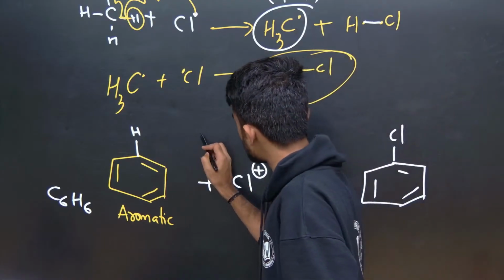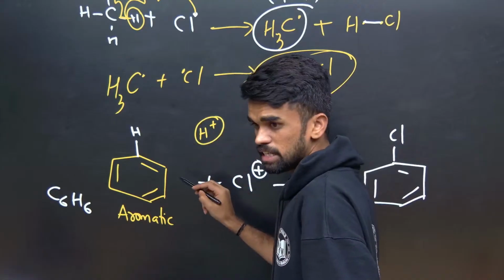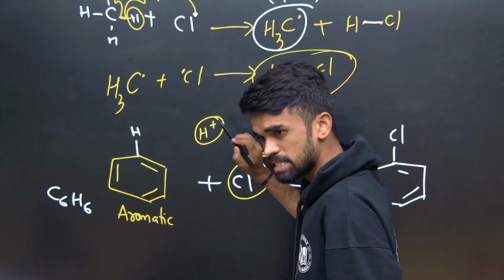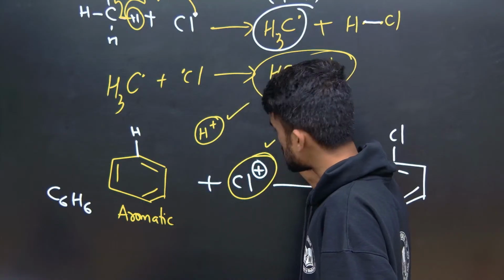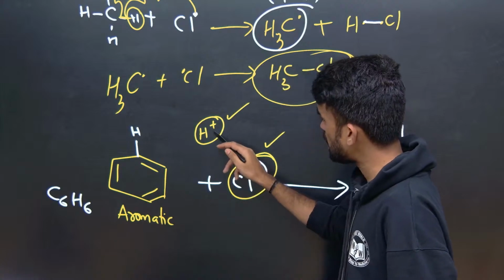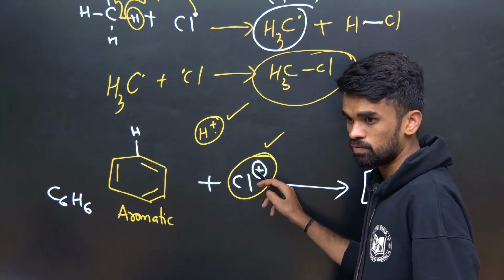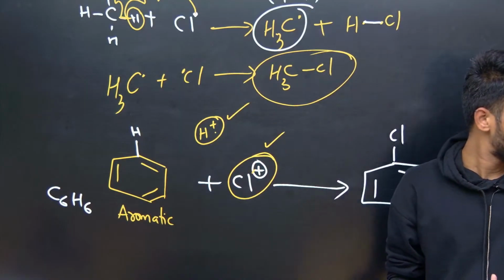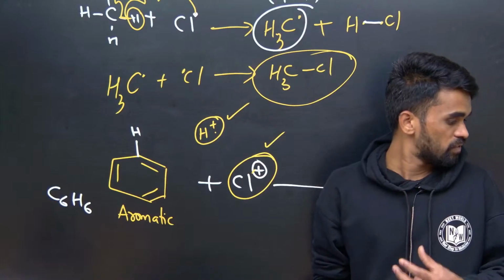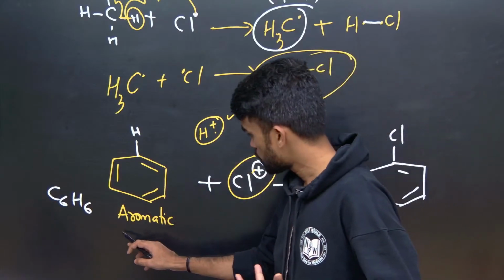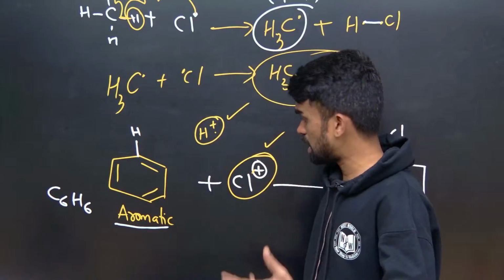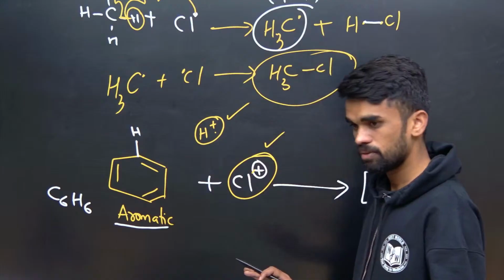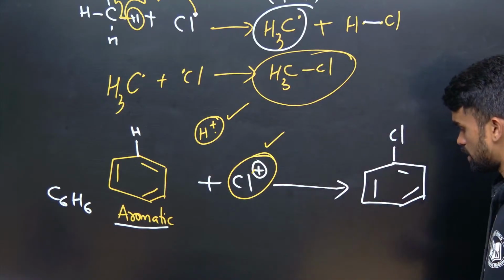What kind of change have we seen here? This H plus is going out, and it is replaced by Cl plus. It means H plus is also an electrophile, and Cl plus is also an electrophile. So one electrophile is replaced by another electrophile. Can we say electrophilic substitution reaction? Yes. In which compounds is it happening? In aromatic compounds, so we can say it is aromatic electrophilic substitution reaction. Hope it is clear? You can write this example.